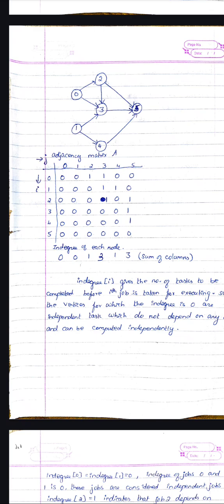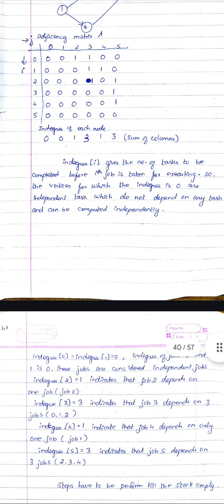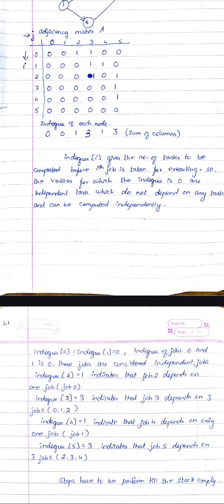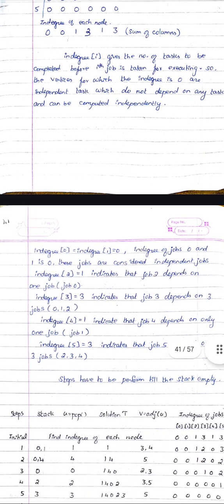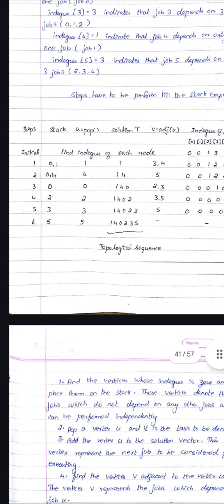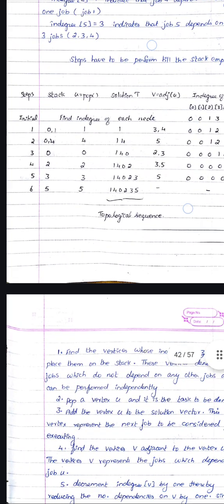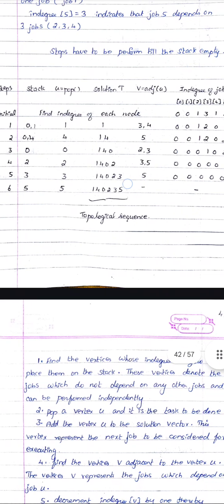If the edge is present, 1; if there is no edge, then 0. Then the in degree of each node: for 0 it is 0, for 1 it is 0. The sum of column I gives you the in degree of I. Then for DFS, you go through the initial steps. Then you will have a stack. Pop u, solution T, v equals adjacent of u, and the in degree of v.